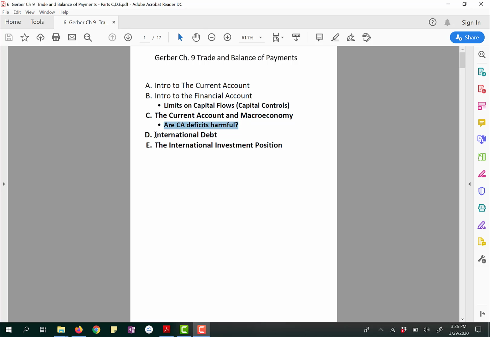I won't spend time talking about Part D and E. These two sections are very short in the textbook. They're basically just definitions, so I'm going to leave it to you to look at the one page of notes I have on each of these topics and peruse that part of the book.